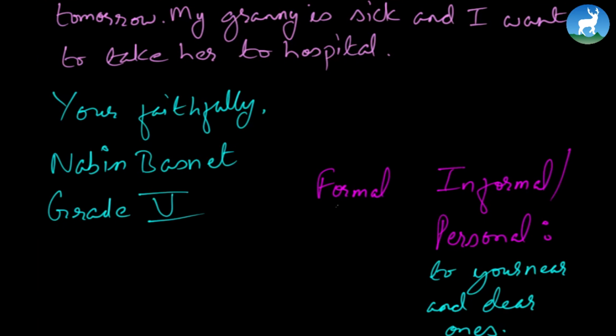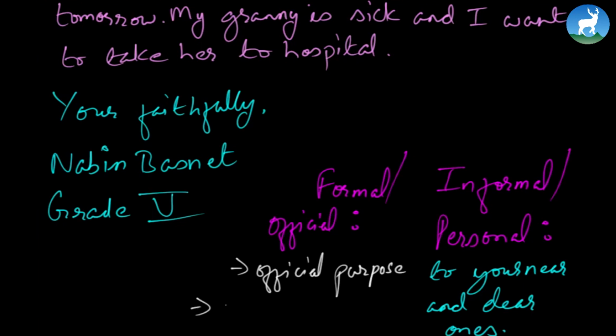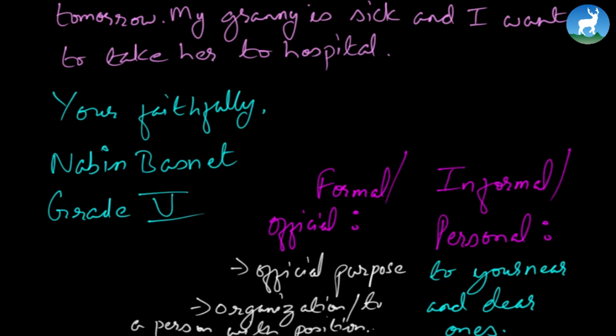All right. A formal letter could be an official letter. It is usually written for an official purpose and is written to an organization. You usually write it to a person with a position, maybe a doctor, maybe a principal, maybe a manager of a bank. This one is written to a principal, the headmistress in fact. That's why it's formal. And if you write to your friend, mother, grandmother, grandfather, your neighbor perhaps, your brother, sister, cousin, they're all informal letters. So let's read this letter once again.